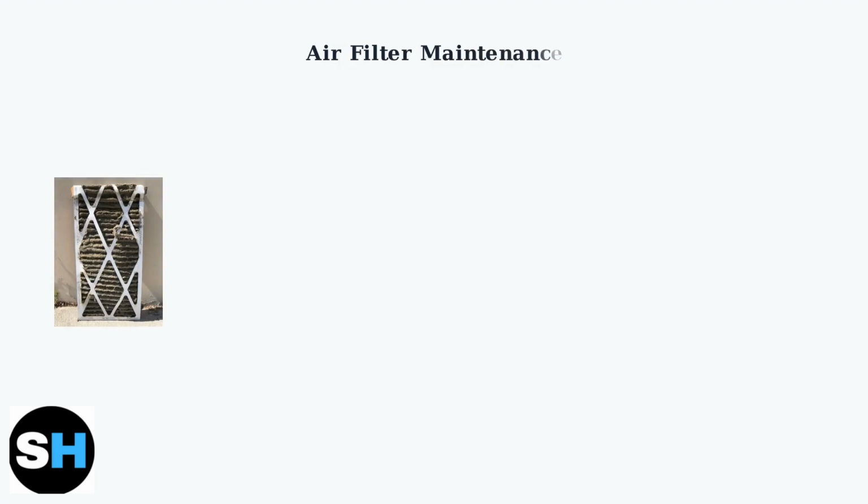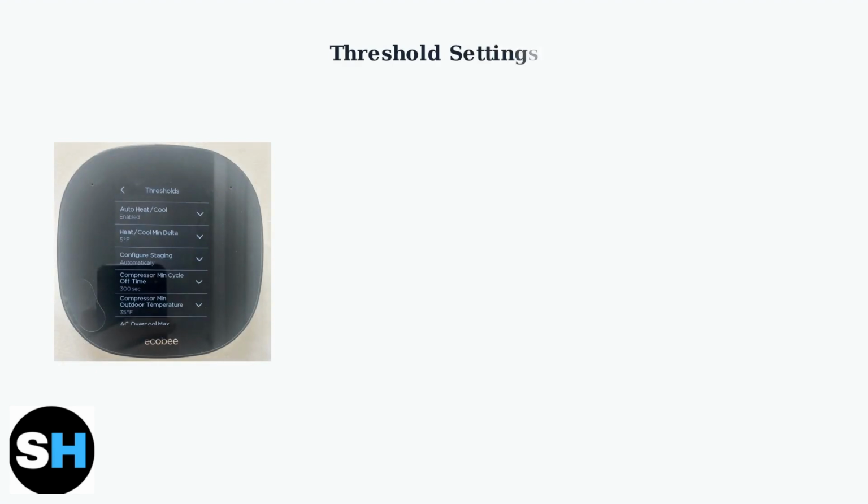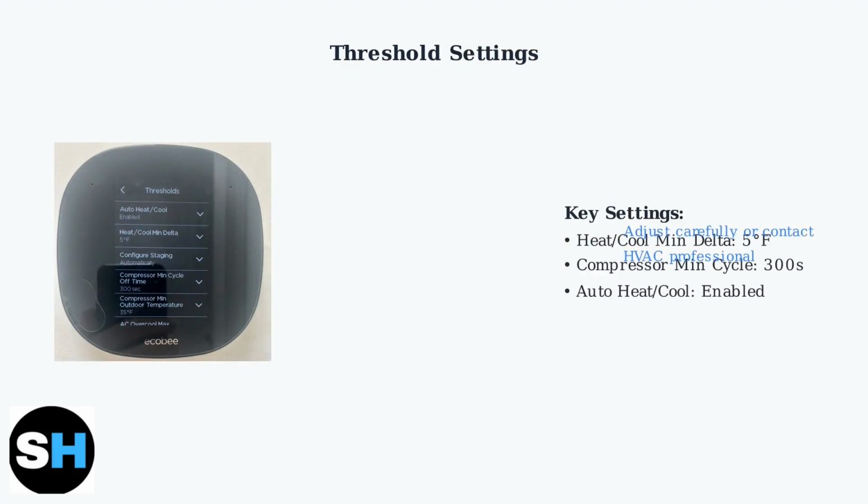A dirty air filter restricts airflow and can cause temperature sensors to give inaccurate readings. Replace your filter regularly to maintain optimal performance. Advanced threshold settings can help optimize temperature accuracy. Access these through the Installation Settings menu to fine-tune your thermostat's performance.